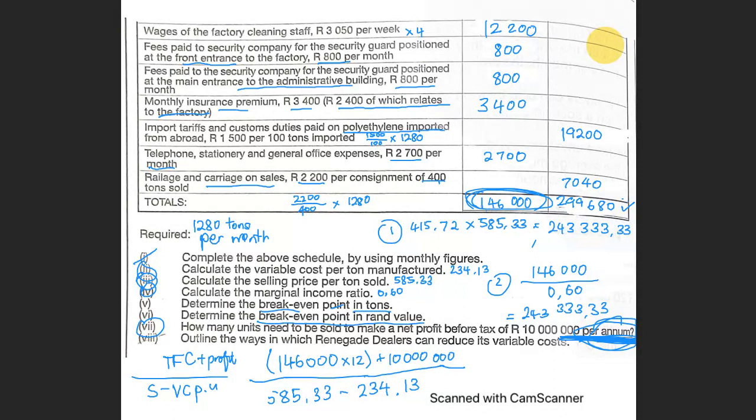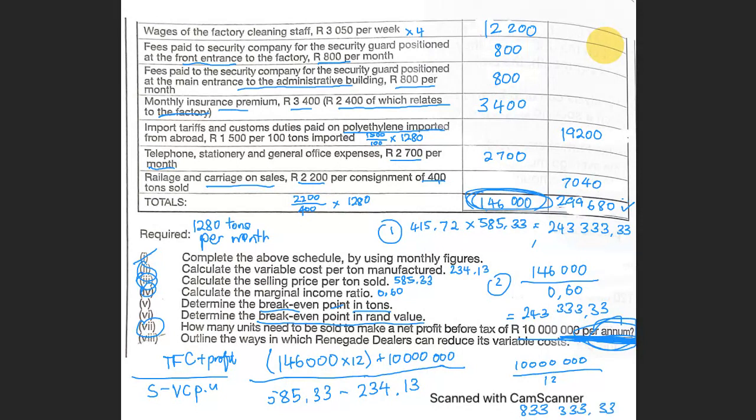The other way you could do it is, since you have the profit as a yearly figure, you could also convert the 10 million to a monthly figure. So it's 10 million for the year. That would mean for one month it would be, divided by 12, 833,333.33.